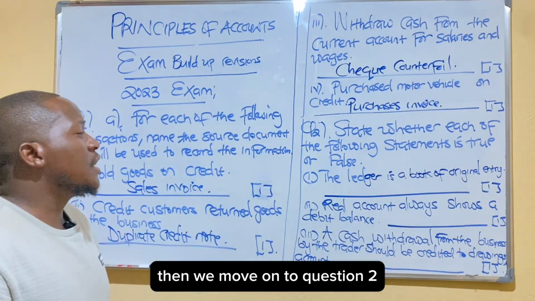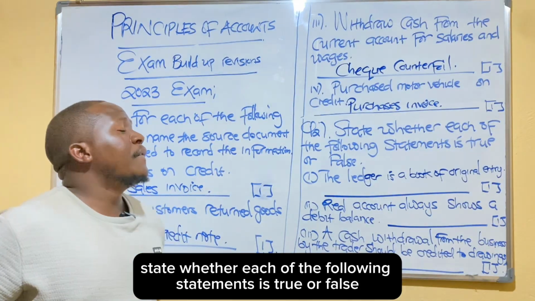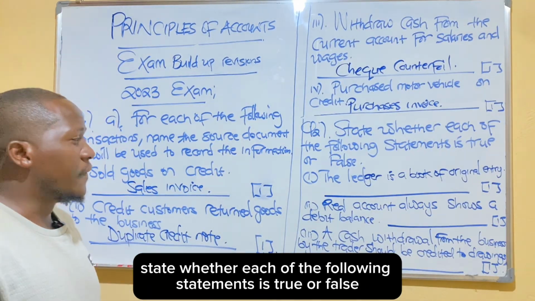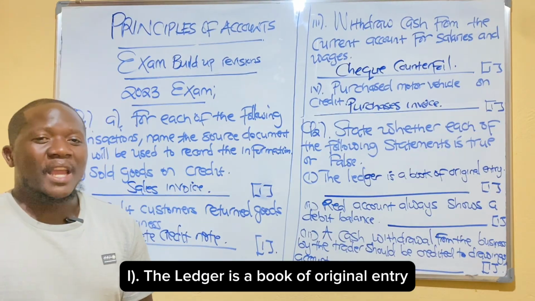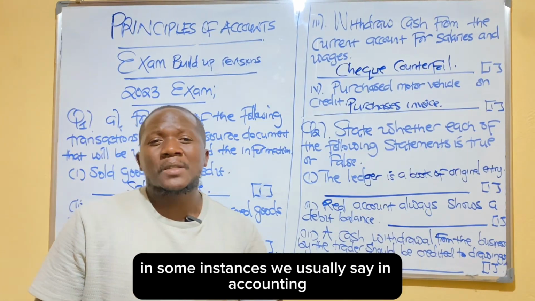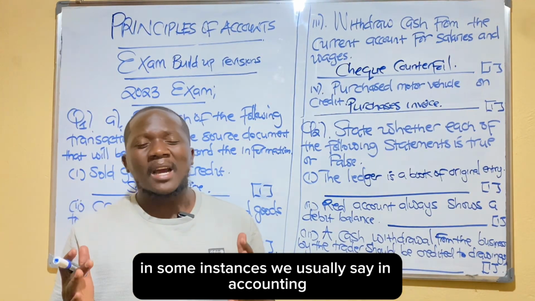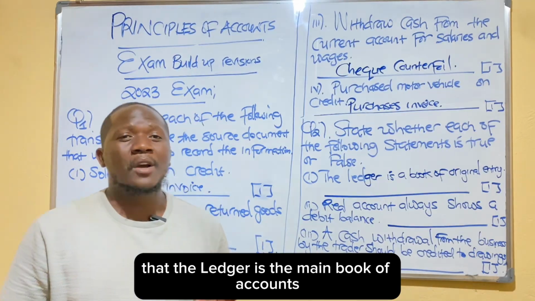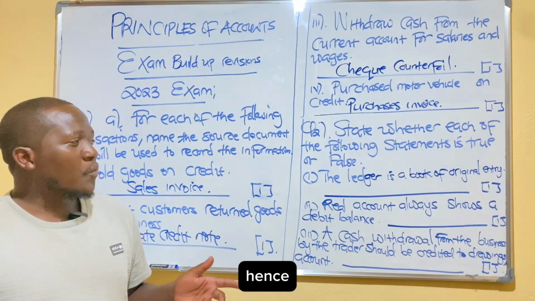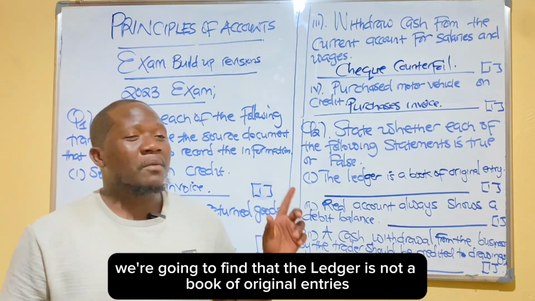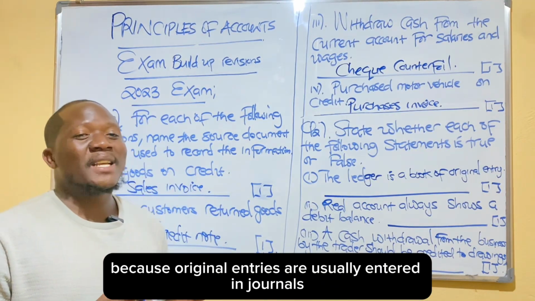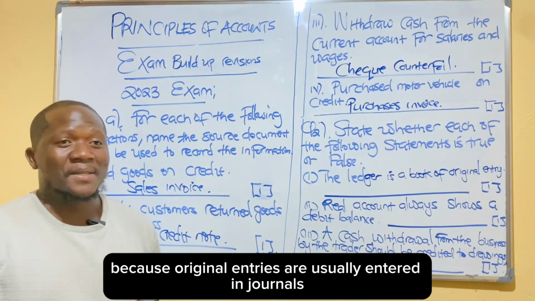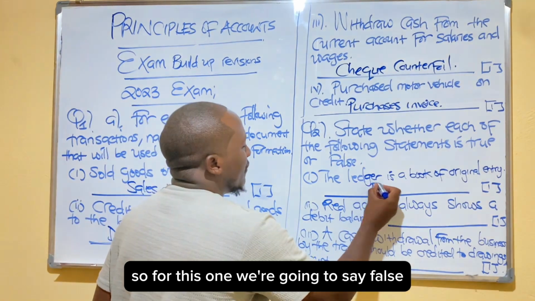Then we move on to question 2. State whether each of the following statements is true or false. 1. The ledger is a book of original entry. In accounting we usually say that the ledger is the main book of accounts. Hence, the ledger is not a book of original entry, because original entries are usually entered in journals. So for this one, we're going to say false.